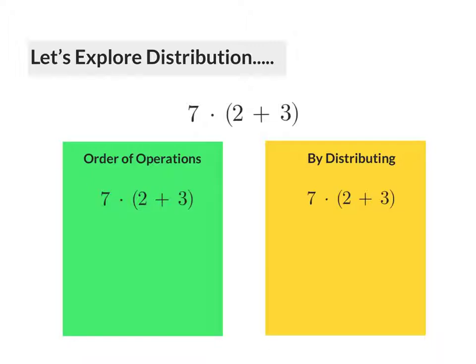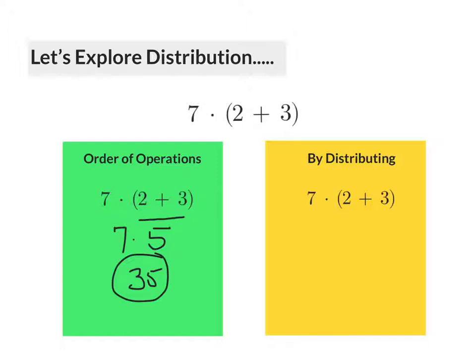In following the order of operations, the first thing we do to simplify this expression is add 2 and 3. We do what's in parentheses first. 2 plus 3 is 5. And then the next operation would be multiplication, which is 7 times 5, and it simplifies to 35.